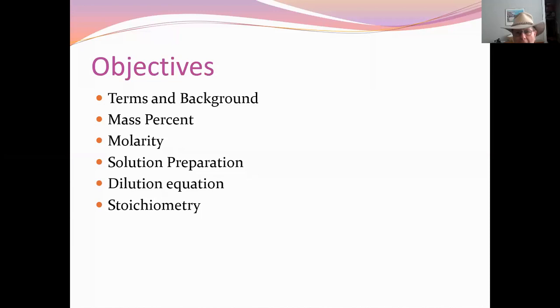So I'm just going to go ahead and get started because, to be honest with you, most of you are going to be able to just pick it up from wherever I'm at if they come in here, okay? Basically, we're going to go through some terms and backgrounds. We're going to talk about mass percent, parts per million, molarity, solution prep, the dilution equation, and stoichiometry.